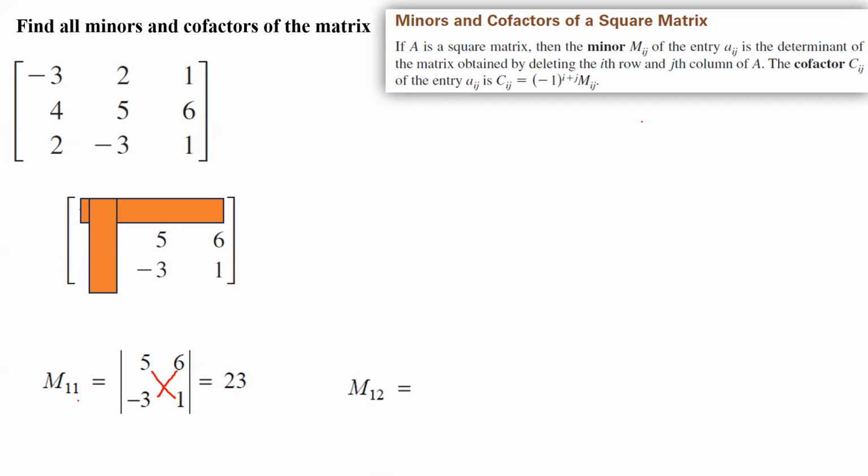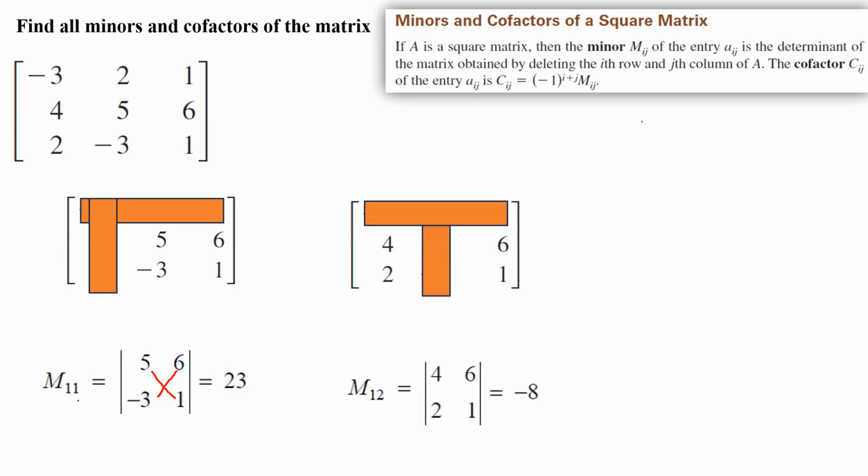Now, what is the minor for the first row and the second column? Copy down the matrix, delete the first row and the second column. You end up with a 2x2 matrix, and the determinant is 4 times 1 minus 2 times 6, which is -8.